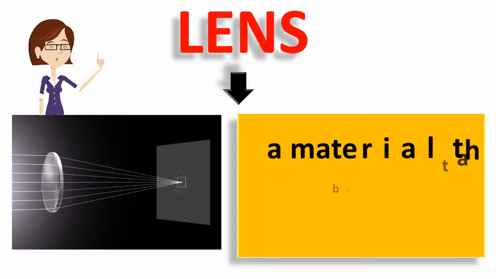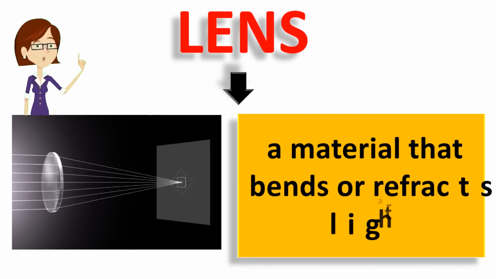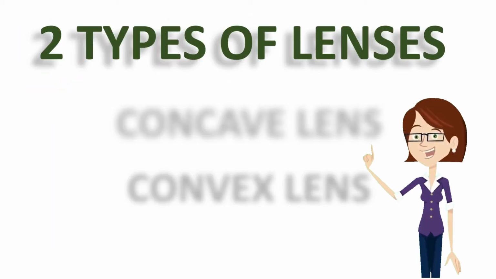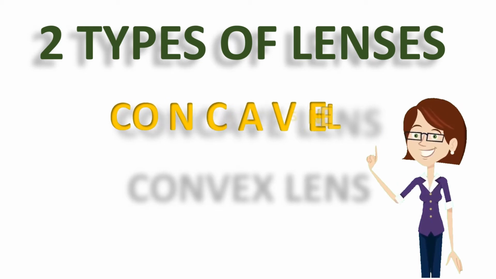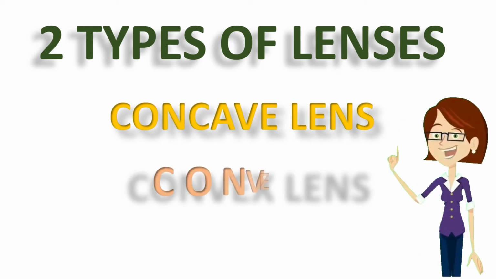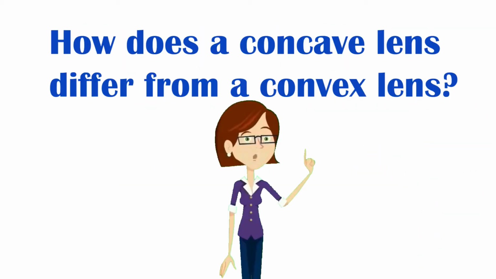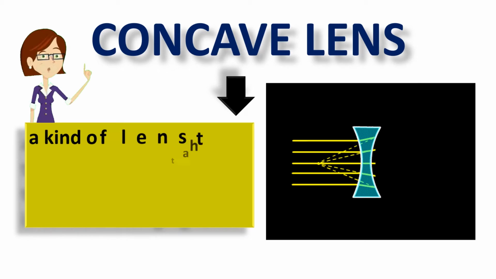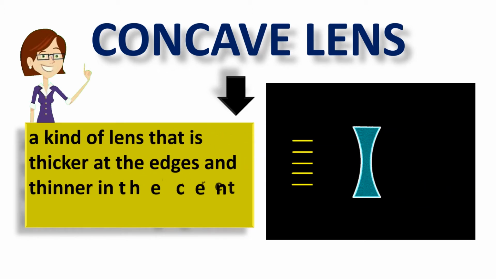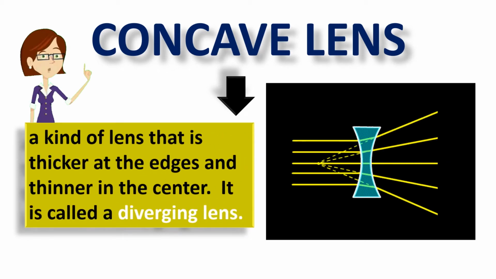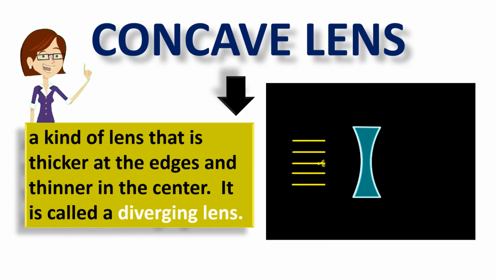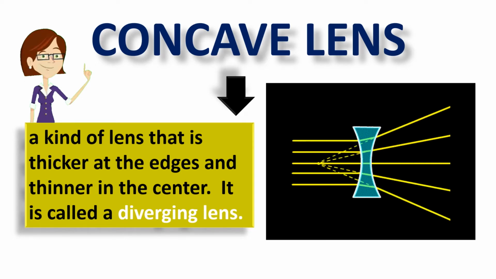A lens is a material that bends or refracts light rays. There are two main types of lenses, the concave lens and the convex lens. How does a concave lens differ from a convex lens? A concave lens is a kind of lens that is thicker at the edges and thinner in the center. It is also called a diverging lens because parallel light rays spread out after passing through the lens.